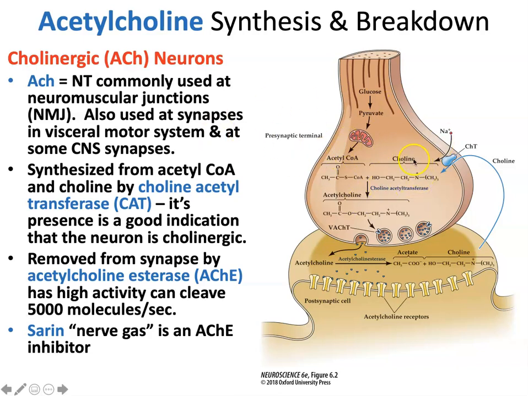And then choline will get recycled. You notice here that there are choline transporters in the membrane of the presynaptic neuron. This is a co-transporter, where choline comes in, utilizing sodium as the driving force to bring in choline.